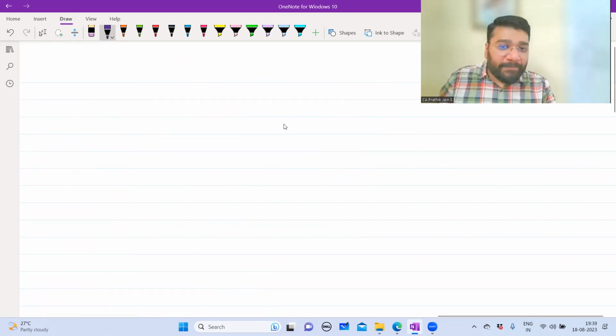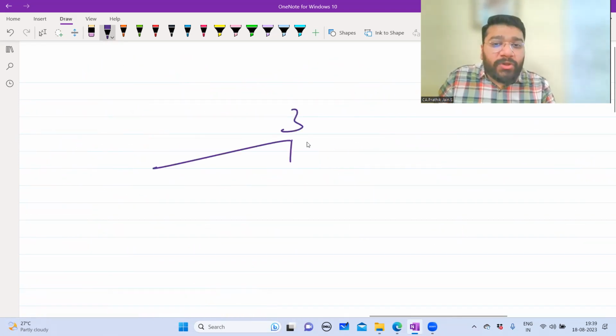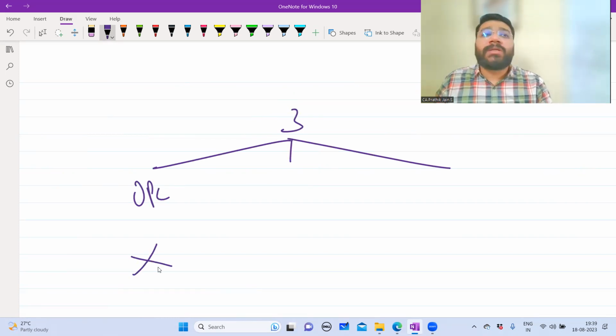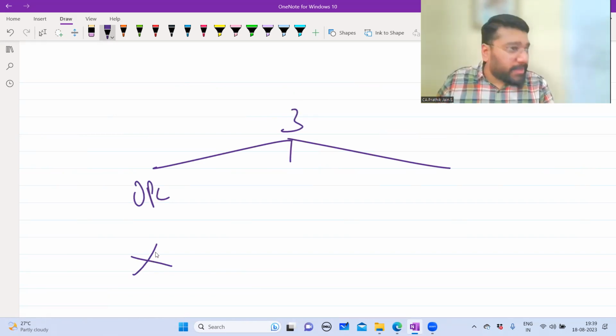So let me summarize the three types of company. One is called OPC. In OPC, can you transfer the share? Not possible, because it is a one person company, which means the owner is only one person. To whom will he transfer? Not possible. About OPC, I'll be discussing in detail next class.